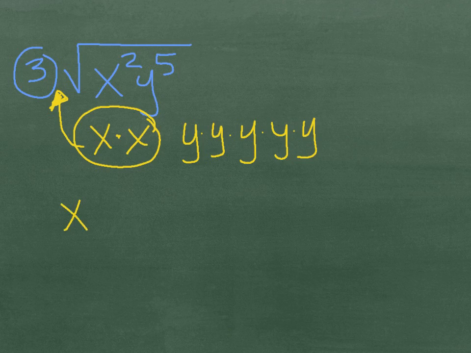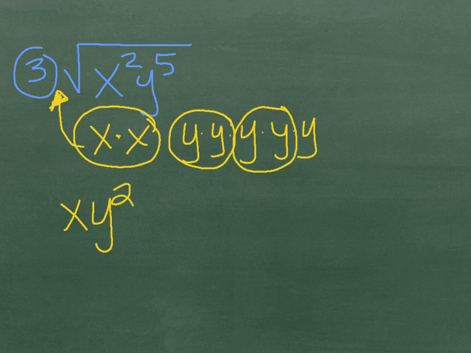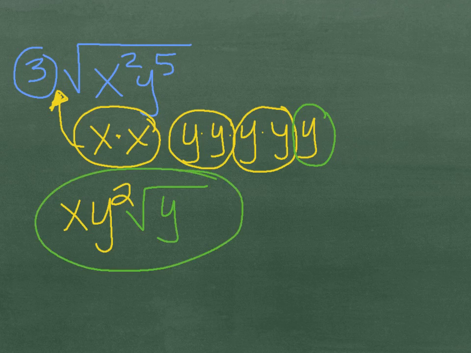The y's then have 2 groups of partners. So since there's 2 groups of partners that can break out, it will be y squared, 2 y's. Now we still have this y left on the inside that doesn't have a partner, so your answer will be x y squared times the square root of y that's left on the inside. So that's how you deal with a variable.